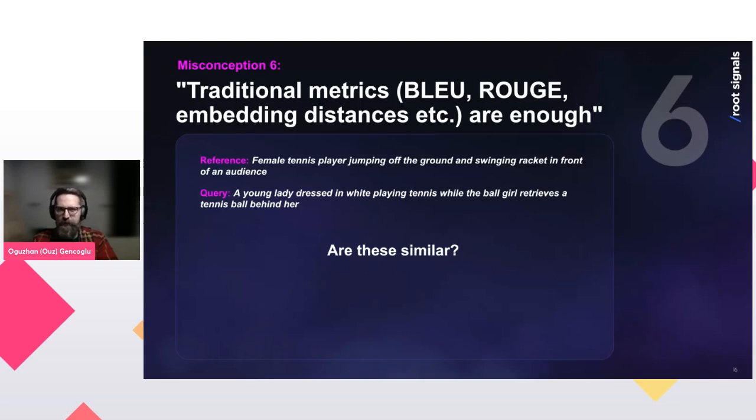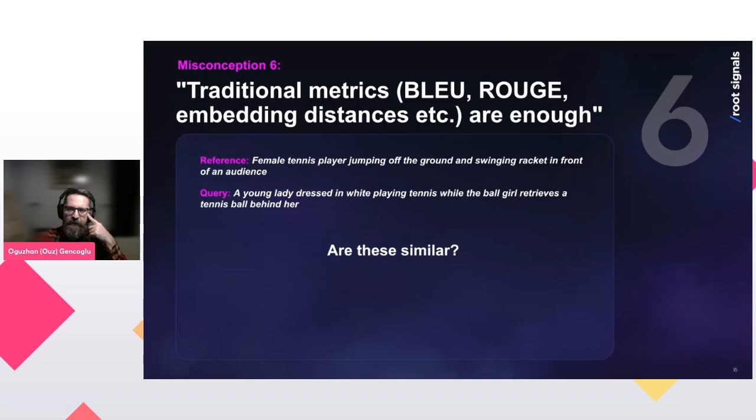Now, are these sentences similar? Well, it depends on the context. If you run a similarity comparison, such as cosine distance on embeddings, you will get some score. It's kind of relevant. They're playing the same sport, and there's a racket and a ball, and the semantics are similar.